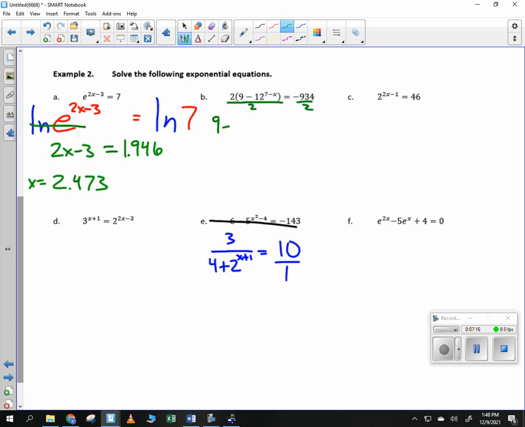I get 9 minus 12 to the 7 minus x is equal to, anybody, negative 934 divided by 2. Thank you. Next step. Subtract the 9 or add the 9? What remains on the left-hand side? Negative 12 to the 7 minus x is equal to negative 476.